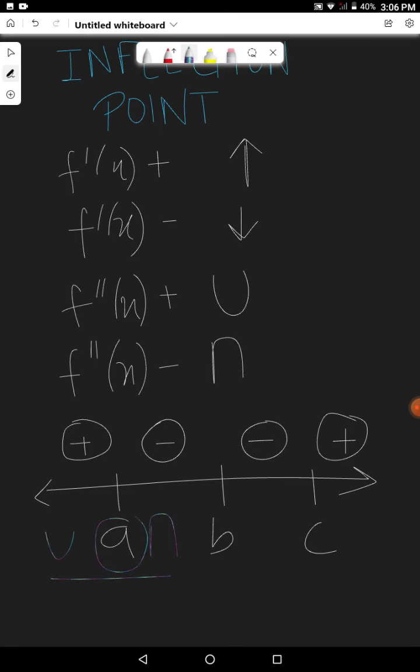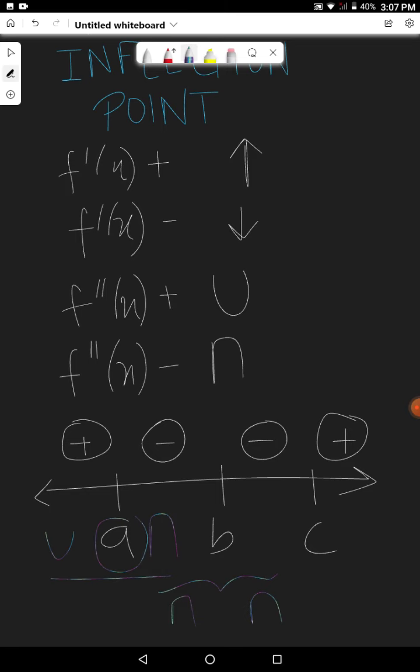Now consider B. For x less than B and for x greater than B, for x less than B, we have the sign as negative. Then for x greater than B, we have the sign as negative again. So here the sign isn't changing. So first for x less than B, it is concave down, and then again it is concave down. So B will not be called an inflection point. Okay, make this thing clear.